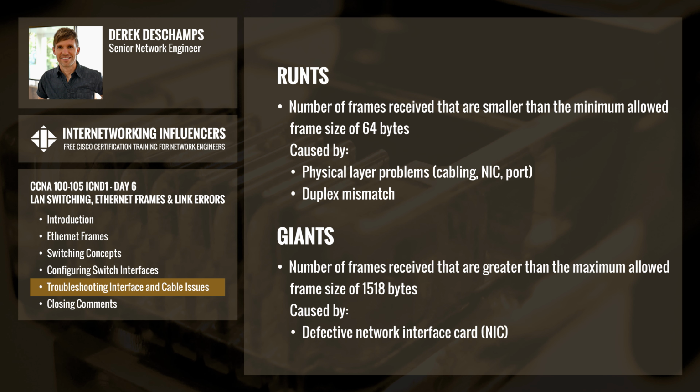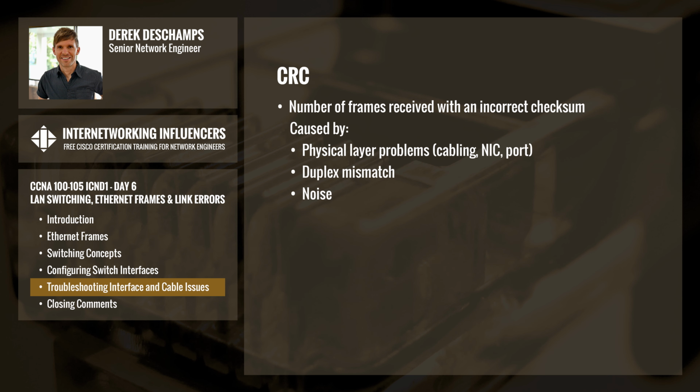Giants are the number of frames received that are greater than the maximum allowed frame size of 1,518 bytes. Giants are often caused by a defective network interface card, or NIC. CRC errors are the number of frames received with an incorrect checksum. CRC errors can be caused by physical layer problems, such as cabling, NIC, or port issues, a duplex mismatch, or by noise.